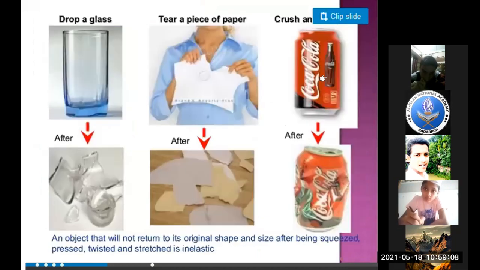So here in the last example you can see a Coca-Cola can. Earlier, its shape was good or not? Whenever we used our force, that time you can see the shape of that Coca-Cola can. Its shape changed or not? Shape and size. Yes, sir.